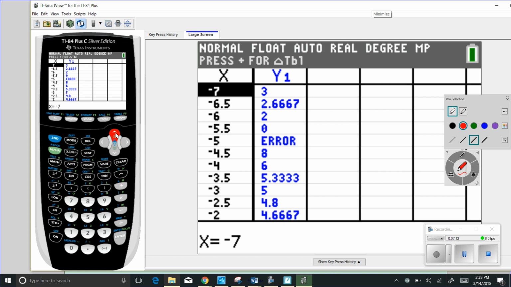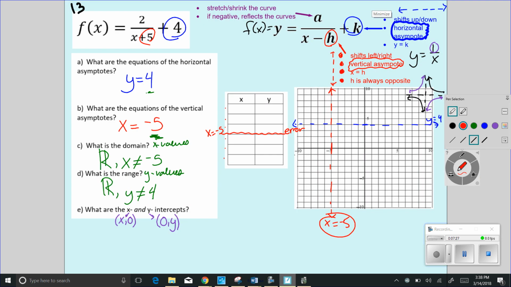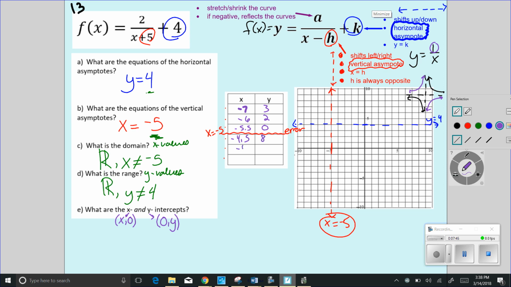So we have 3 nice points here that we're going to use in our table. At x equals -5, this was kind of the middle of our table. These two right here and this one right here. So copy those down on your paper, and then we're going to use those 2 points and those points right there. Okay, so going back to the table then, copying down those values, we have -7, 3, -6, 2, -5.5, 0, -4.5, 8, -4, 6, and -3, 5.